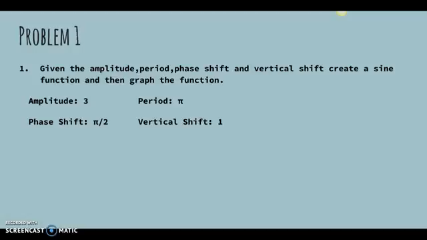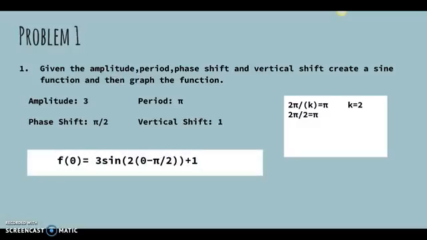And then we need to do the period, because that's the number before theta. So we can do something like this. Since we don't know what k is, but we know what everything else is, we can find out that k equals 2. So we have y equals 3, then 2, then theta, and our phase shift is positive pi over 2, so that means we're going to move to the right, so it'll be minus pi over 2, and then we end our parentheses. The vertical shift is a positive 1, so that means we're going to go up 1, so we do plus 1.